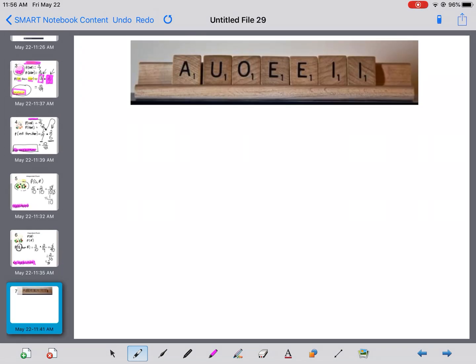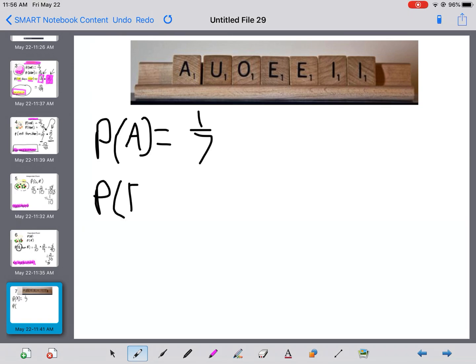All right, let's try it again, but let's pretend we're playing Scrabble and pretend that these letters are all face down in front of me. Okay, I have A, U, O, E, E, I, I. Let's just do some practice ones. What would be the probability of me pulling an A if these were all face down in front of me? Well, there's one A and there are 7 letters. What would be the probability of me pulling an E? Well, 2 E's out of 7.